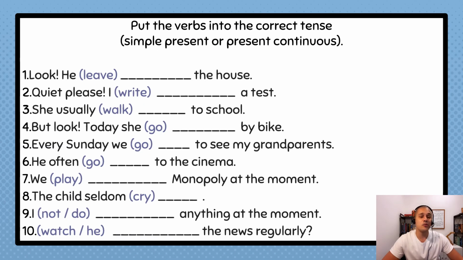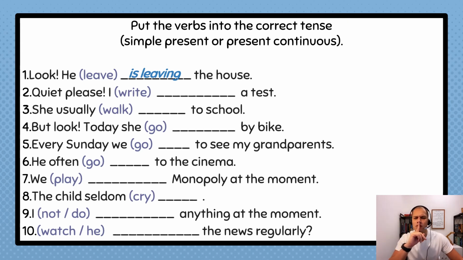We have to put the verb into the correct tenses. Simple present or present continuous. Remember I talked about look? So look, he is leaving the house. He is leaving the house. Why not present simple? Because I'm talking about something that is happening now, an action in progress. So we have to use present continuous.